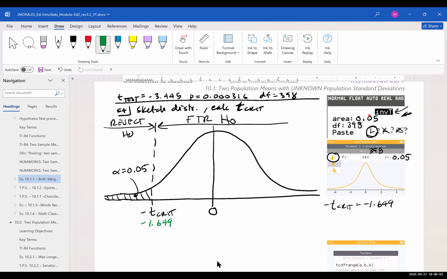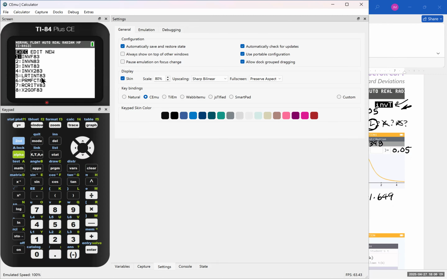All right, let me show how to do that on the NumWorks calculator. Actually, before I do that, let me show the inverse t program. A program that I made, if you hit programs, I created one called inverse t83 right there. And if you run it, it's going to ask for the significance level, which was 0.05. It'll ask for the degrees of freedom, which was 398.